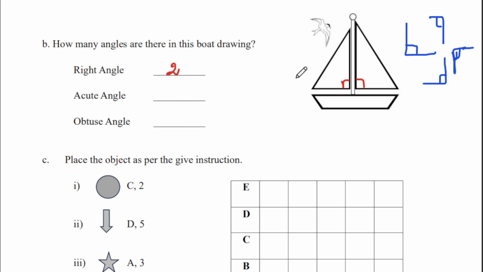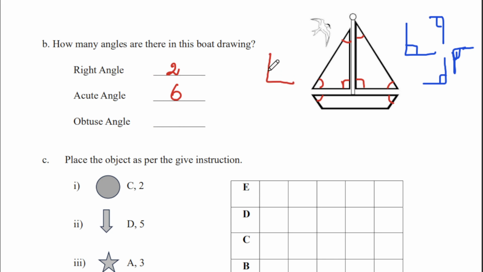An acute angle is less than the right angle. So here we have an acute angle, here we have an acute angle, here, here, here, and here. So we have 1, 2, 3, 4, 5, 6: six acute angles. An obtuse angle is greater than the right angle.